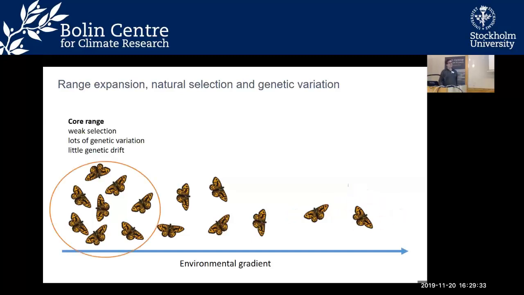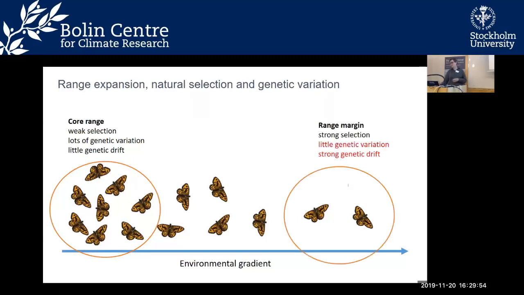We can identify a core range where there are dense, big populations. There's not a lot of natural selection because they have already adapted over the long time periods that they've been there. And there's lots of genetic variation because the population is big, so they're doing really well in every aspect. While in the other end of the spectrum, we have the range margin, where there's strong natural selection because they're not yet adapted to the conditions in there, for example, the day length regime. But there's little genetic variation that this natural selection can act upon. And furthermore, there's a strong genetic drift that further decreases that genetic variation.